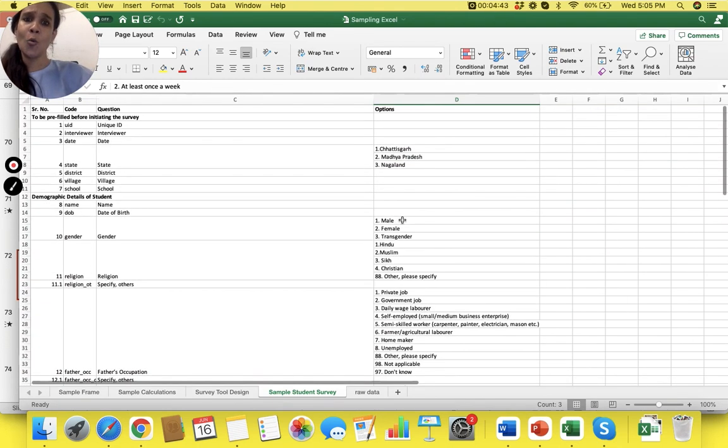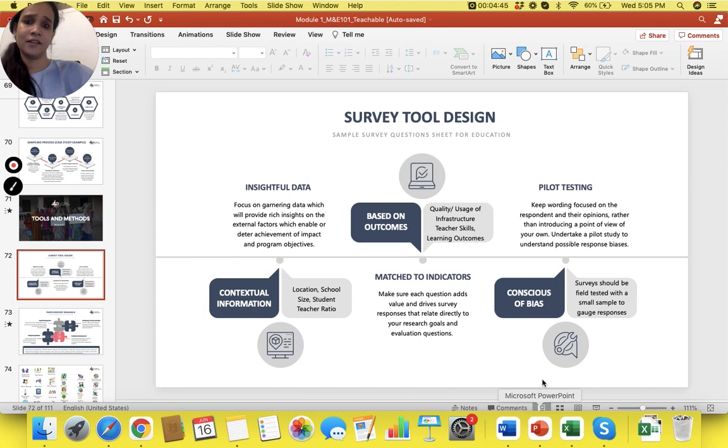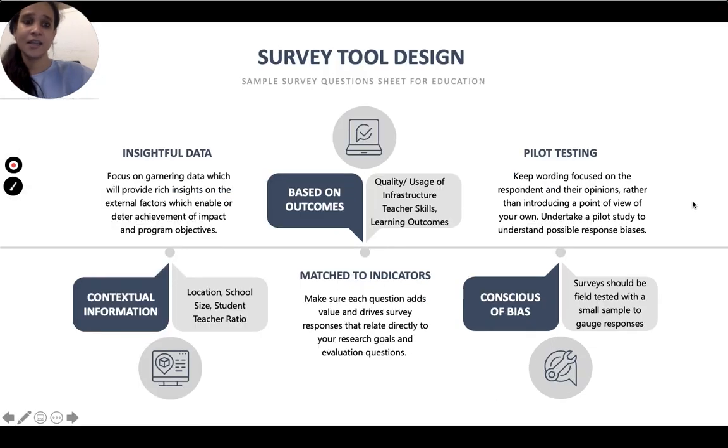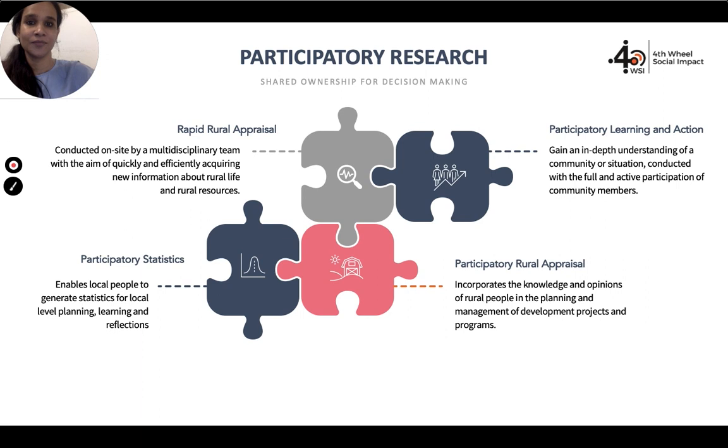So when you start developing surveys, just to reiterate, ensure you have contextual information and insightful data. Each question should be matched to indicators and have a reason for being asked, and also a plan for being used in terms of creating the evidence that you need, and be conscious of bias and undertake pilot studies.